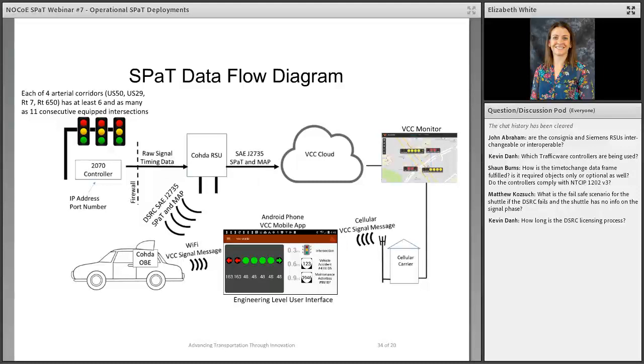Additionally, we're able to forward that same message into the cloud, where we can use it in our VCC monitor tool, where we can zoom in on intersections to see a live display of the SPaT data to validate and verify that it's coming through appropriately. We can also make it available to people that have our VCC mobile application, so they can pick it up and get the SPaT display on their phone interface as well.